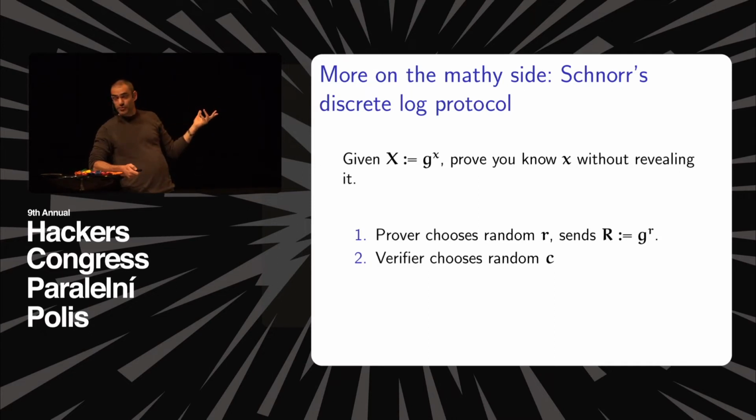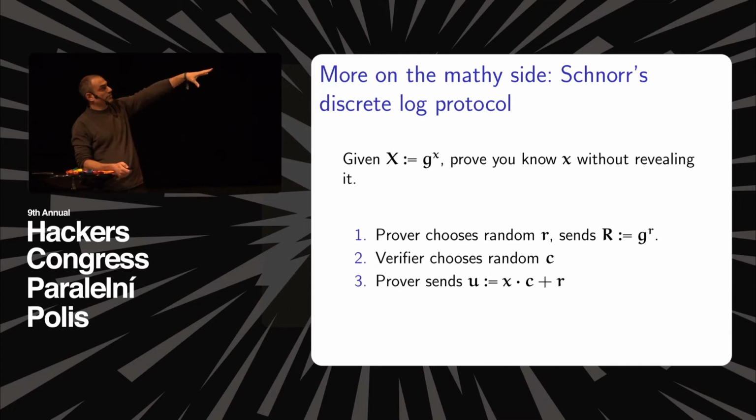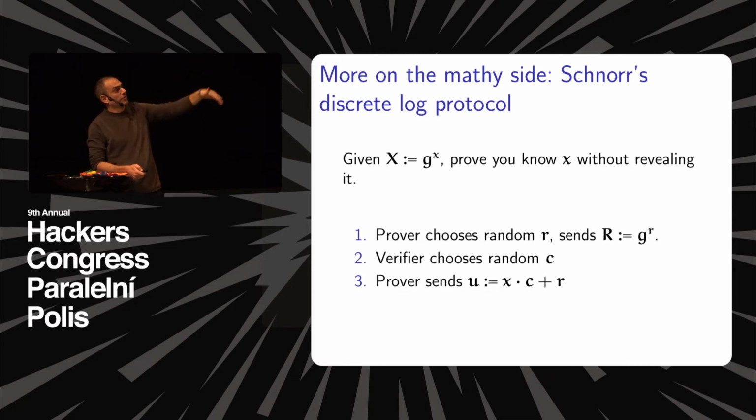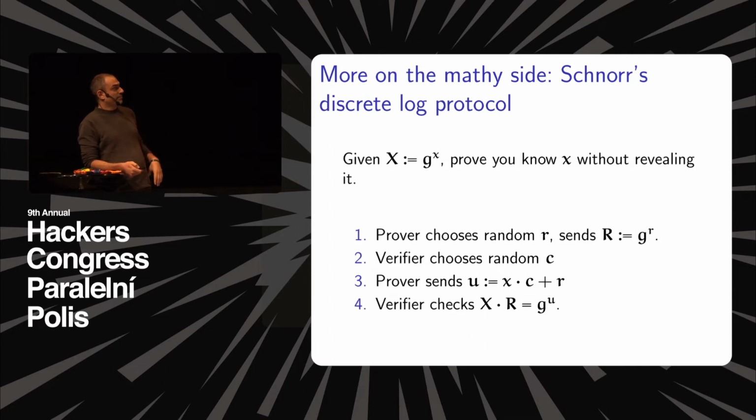Now the verifier chooses a random challenge c. In the signing process, we get that from a hash, but if it's an interactive protocol, the verifier will send it. And now the prover sends this value u, which is x times c plus r. So sort of the secret times the challenge plus the nonce. The idea is that only someone who knows little x would be able to compute this u correctly.